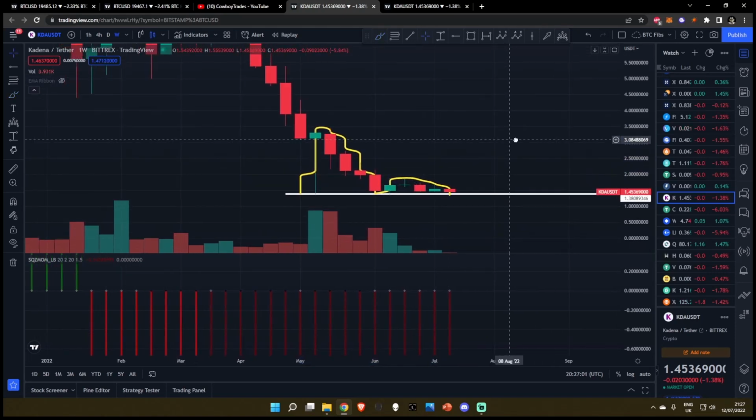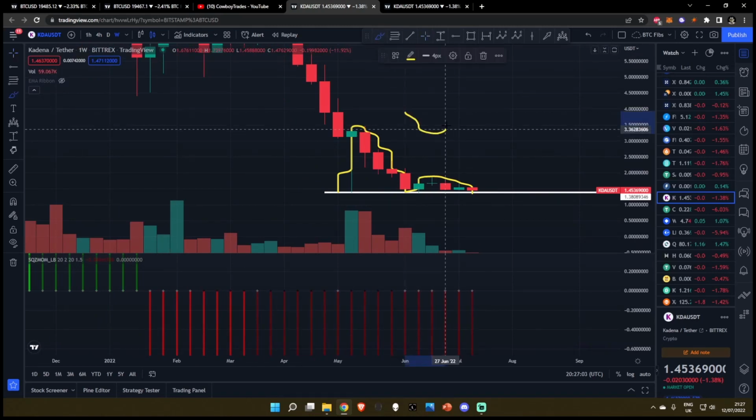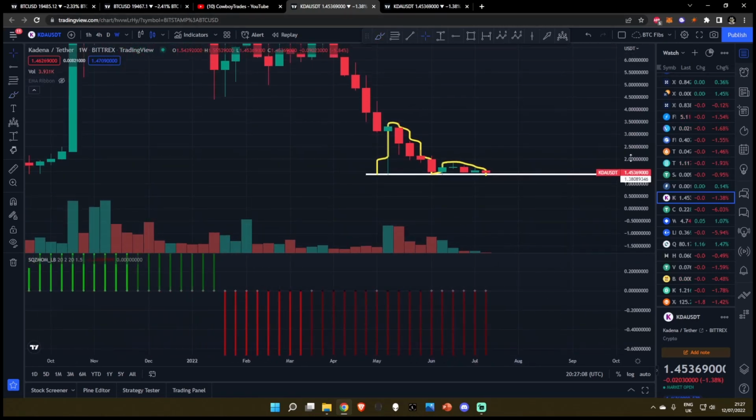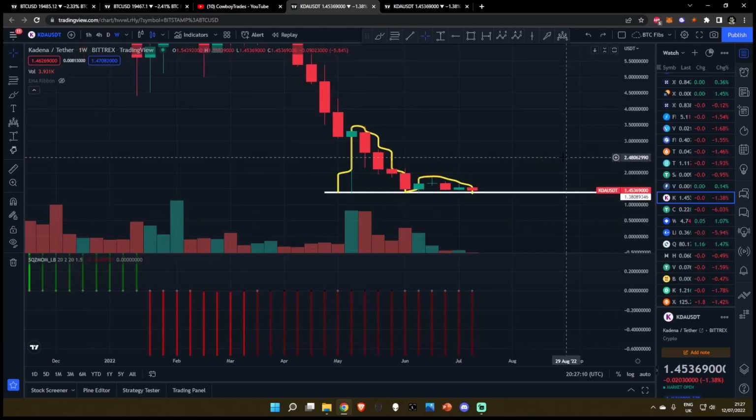And this looks really, really ugly, because on the weekly time frame it's kind of hard to draw accurately because it skews it so much. But as you can see, we've got M patterns on the weekly time frame.